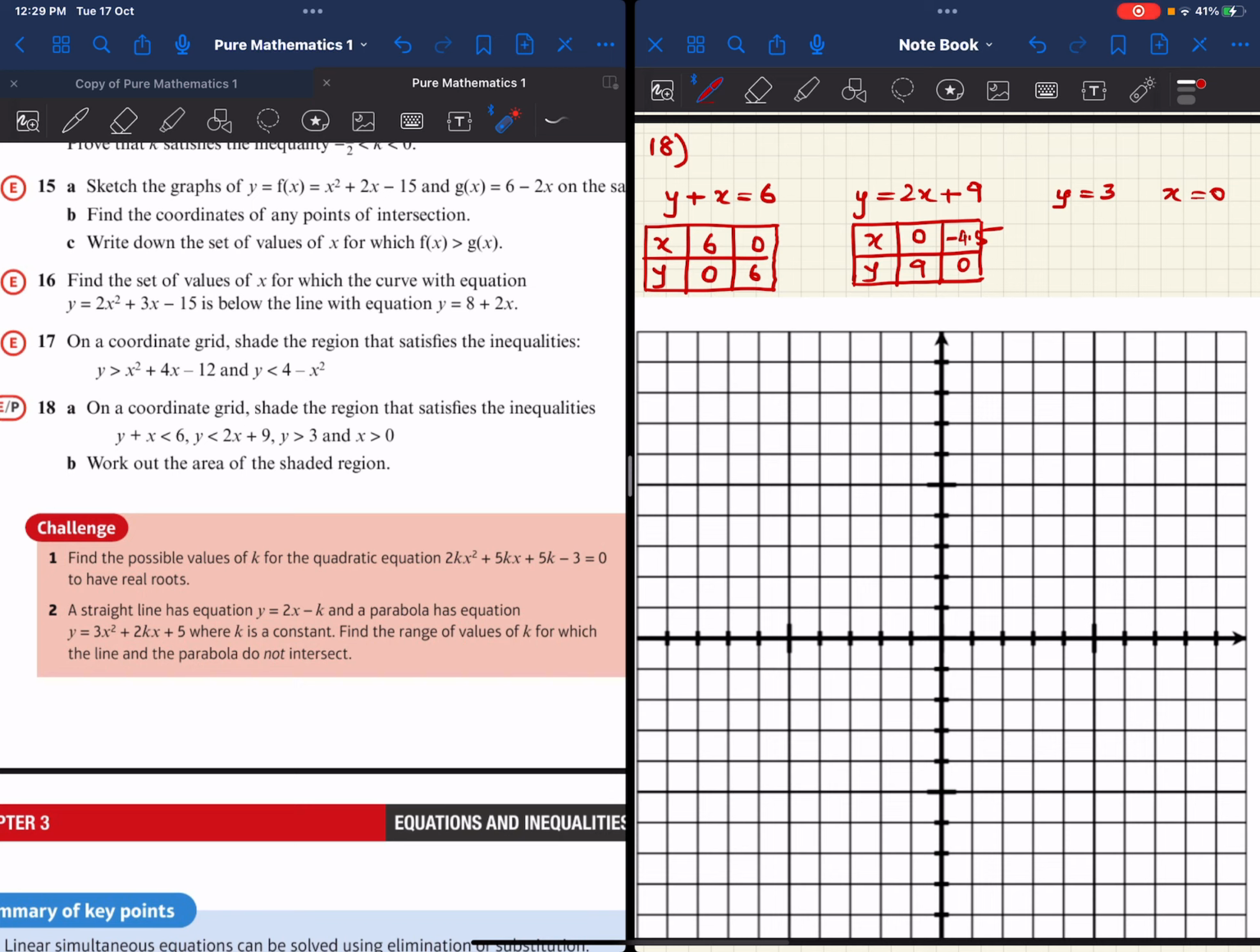1, 2, 3, 4, 5, 6. And then 6, 0. 1, 2, 3, 4, 5, 6. Now we can draw the line. Since I need help for drawing a straight line, I'm using a complete line. And then I will make it dotted, because it's not y plus x less than or equal to. It's just less than. So later on, I'll make this line dotted.